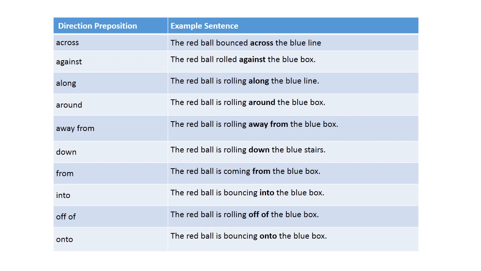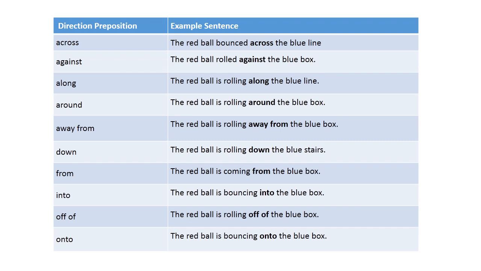Across. Across is also used as a direction preposition. The red ball bounced across the blue line. Against. The red ball rolled against the blue box. Along. The red ball is rolling along the blue line. Around. The red ball is rolling around the blue box. Away from. The red ball is rolling away from the blue box.